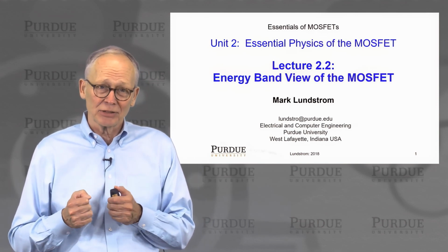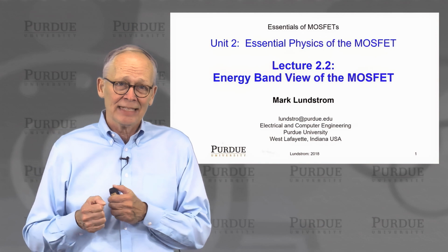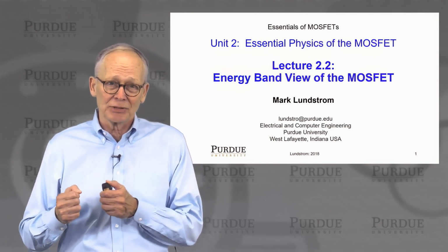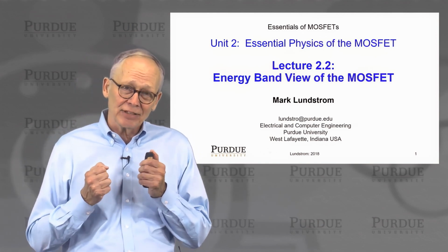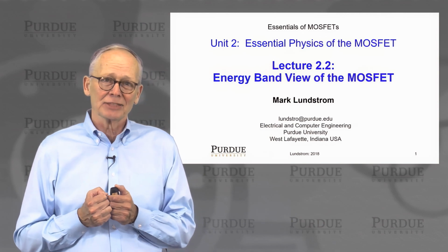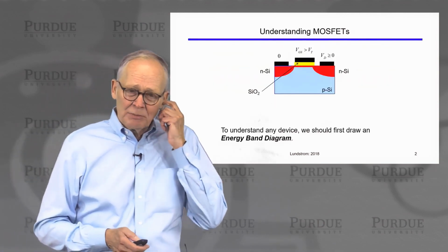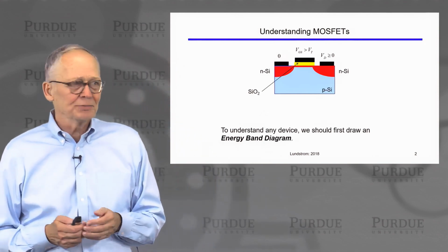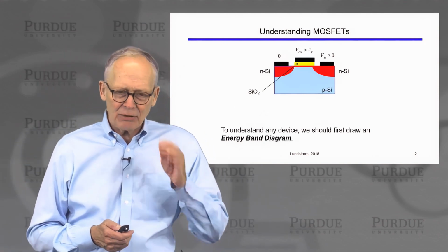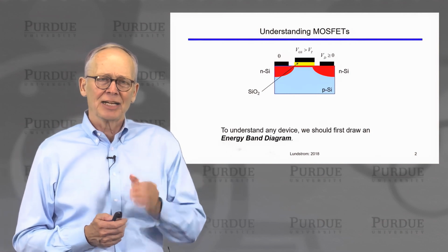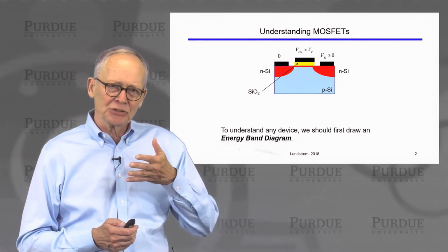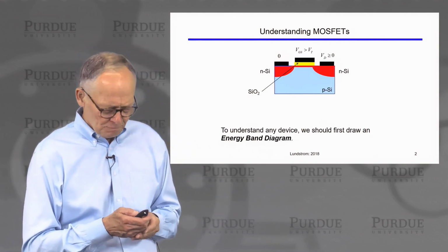The rest of the course is going to be talking about details and how we write a few equations to describe this qualitative understanding. But if you understand the energy band view of a MOSFET, you understand how it works. Okay, so here's our cartoon of a MOSFET. And there's a third dimension coming out of the page, but let's assume that that's uniform. That's the width of the MOSFET.